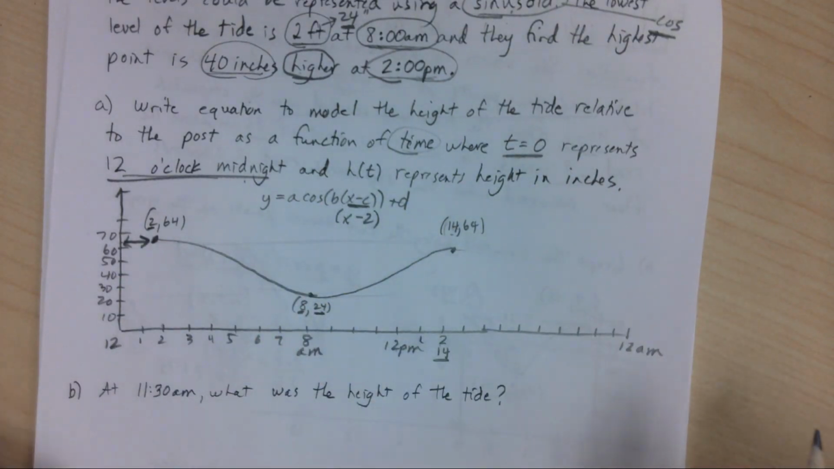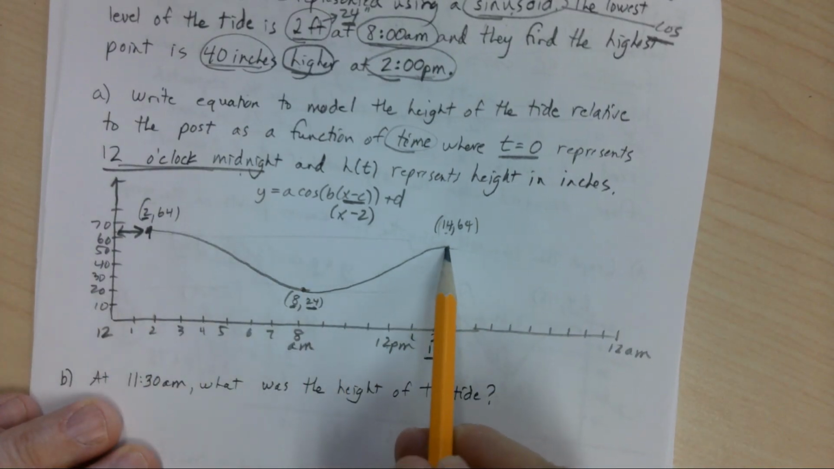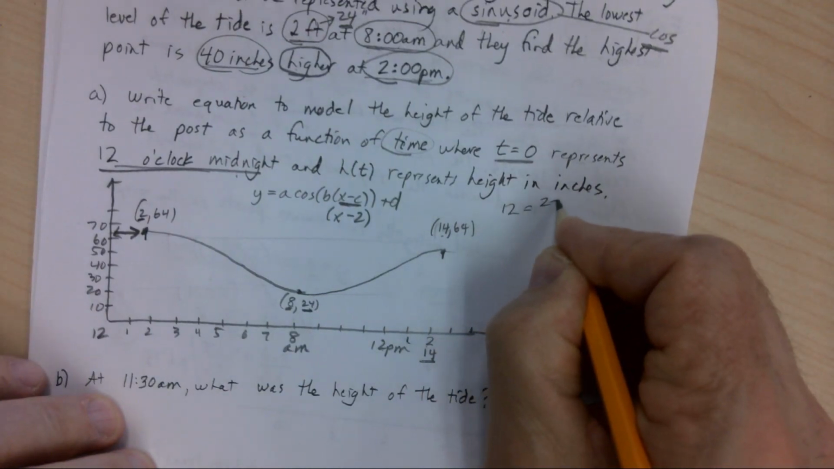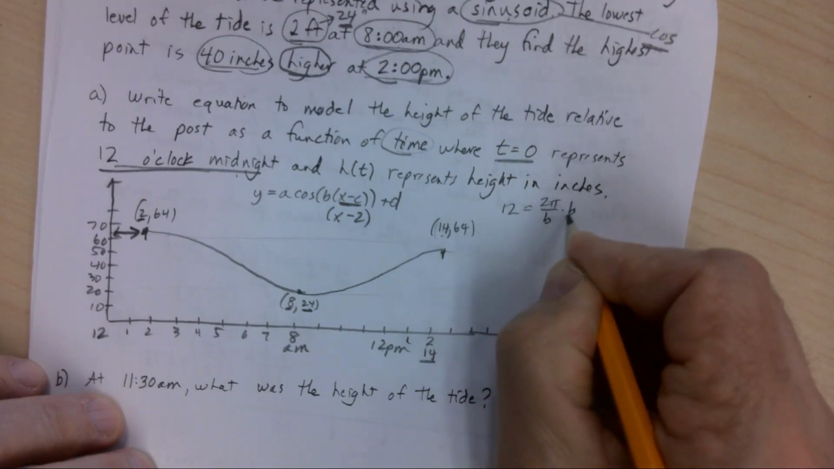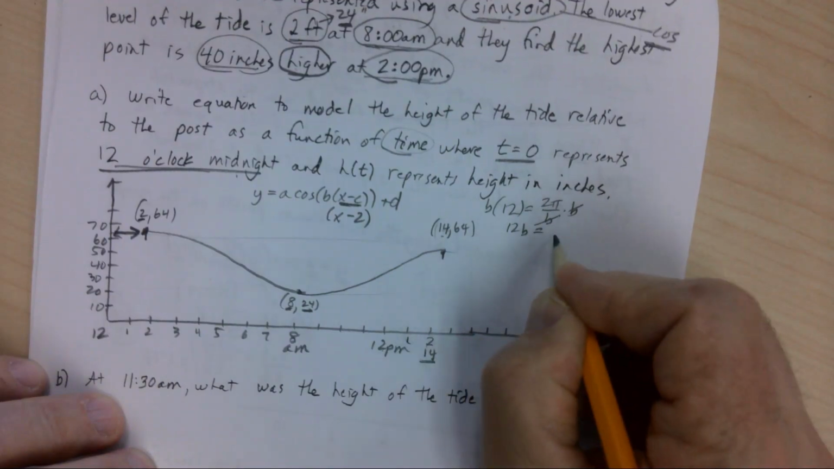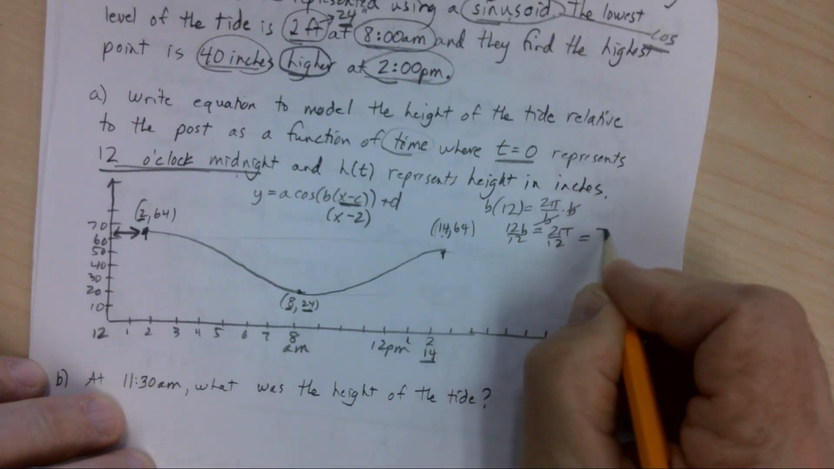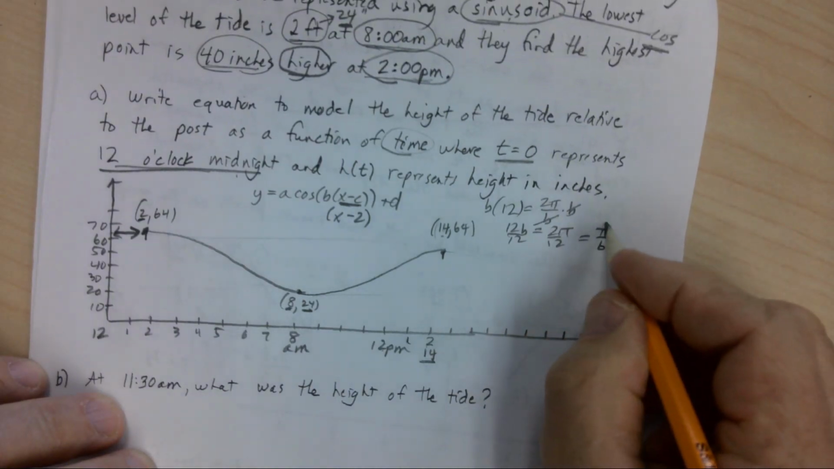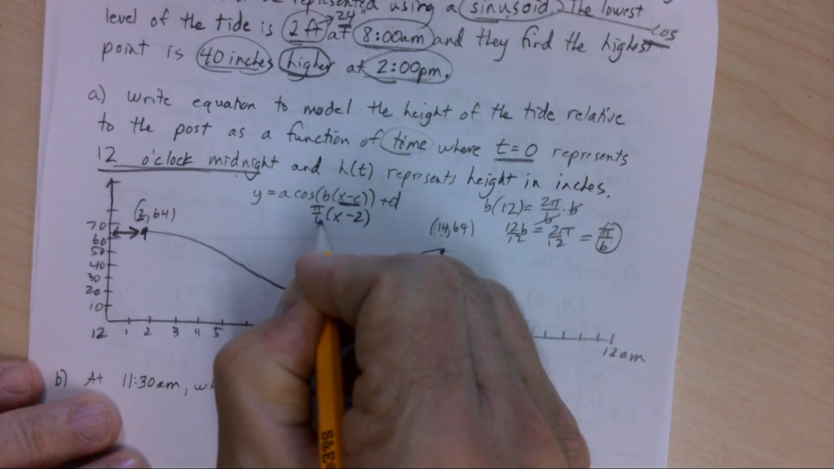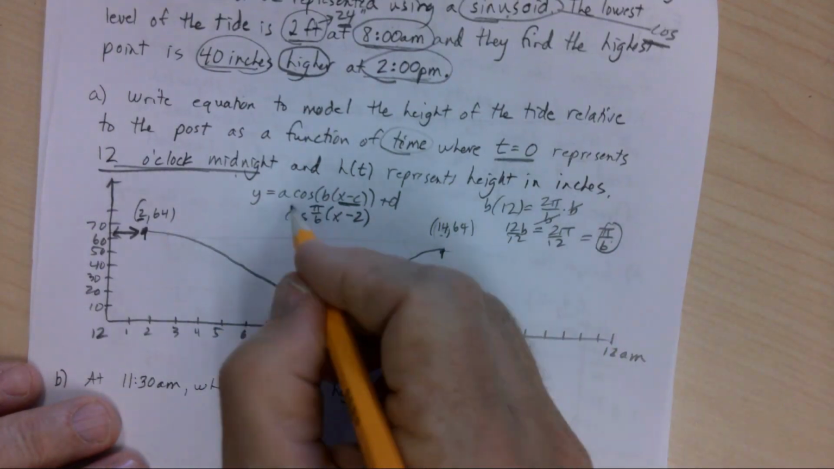Now I'm going to start building. I can see that the entire period is from 2 to 14, which is 12. So period equals 2 pi all over b, multiply by b, multiply by b. So I get 12b equals 2 pi, divide by 12, divide by 12. I get pi over 6. Now this is a nice, neat thing, so I'm going to keep it. Pi over 6, cosine.